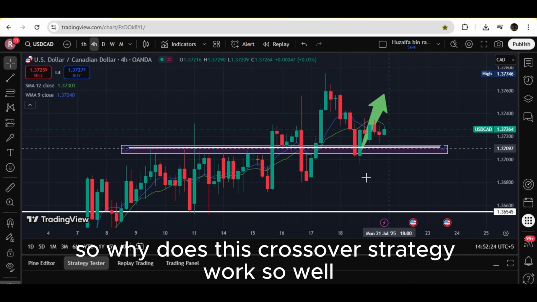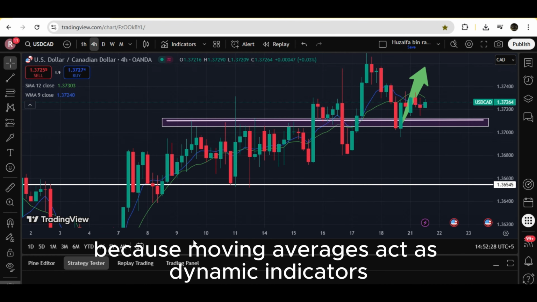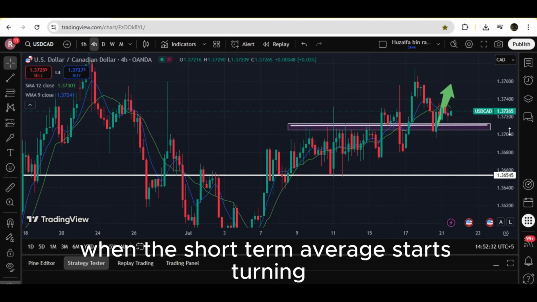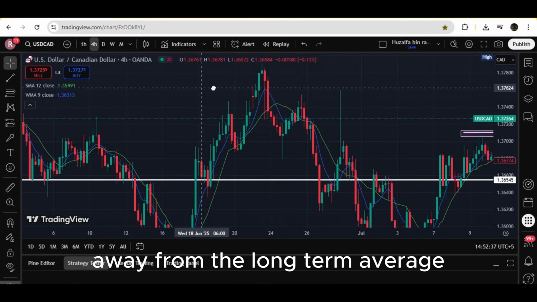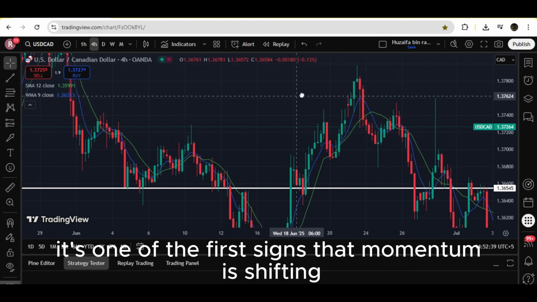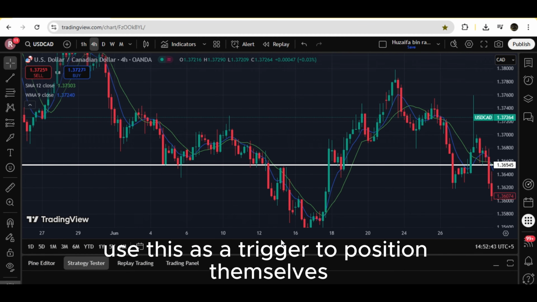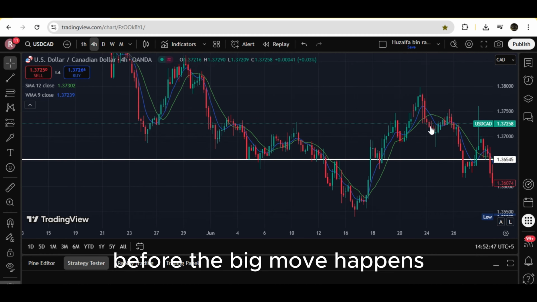So why does this crossover strategy work so well? Because moving averages act as dynamic indicators of market direction. When the short-term average starts turning away from the long-term average, it's one of the first signs that momentum is shifting. Many professional traders use this as a trigger to position themselves before the big move happens.